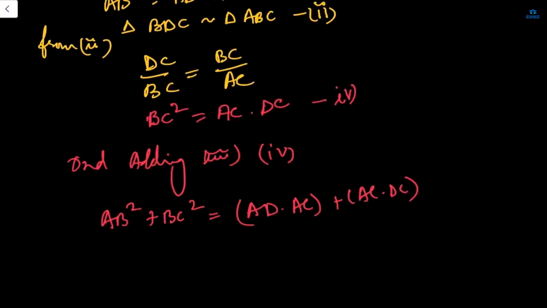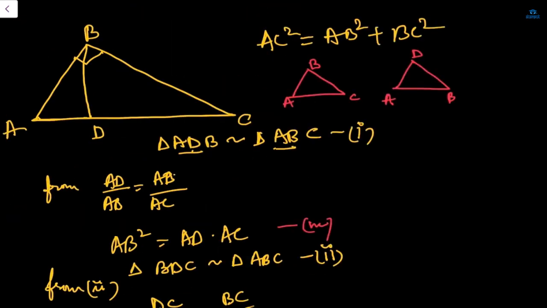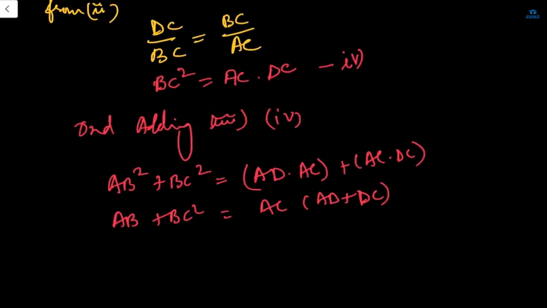Yes or no? Any doubt here? You can see AC is common, so you take AC common, and it is AD plus DC. AD plus DC will be AC. So it will be AC. So you have got AB square plus BC square is equal to AC square. Any doubt? No, ma'am. Got it now? Yes, ma'am.